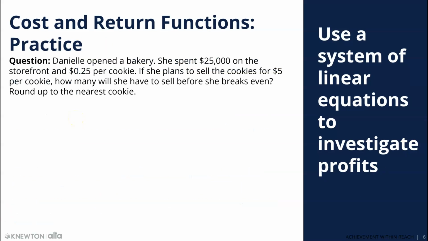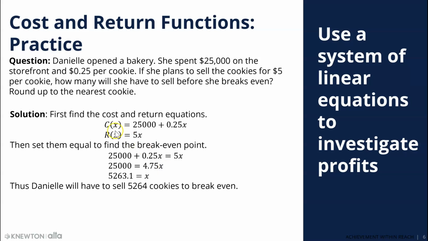Consider this word problem. Danielle opened a bakery. She spent $25,000 on the storefront and $0.25 per cookie. If she plans to sell the cookies for $5 per cookie, how many will she have to sell before she breaks even? Round up to the nearest cookie. So to answer this, we will first have to set up the equations. We will set up the cost function and the return function, or the revenue function.